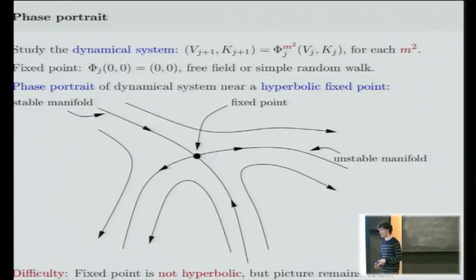In the case where you only have one marginal direction, there's a beautiful trick of Bleher and Sinai to construct such a stable manifold. We proceed a little bit differently here since we have two marginal directions. But the point is that this picture roughly remains true.